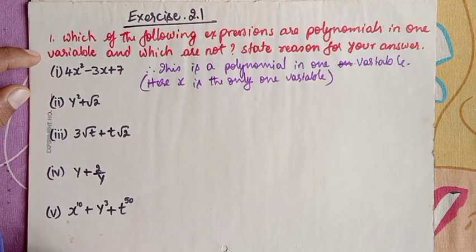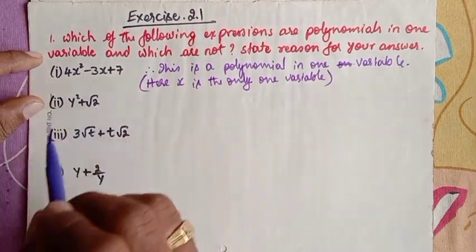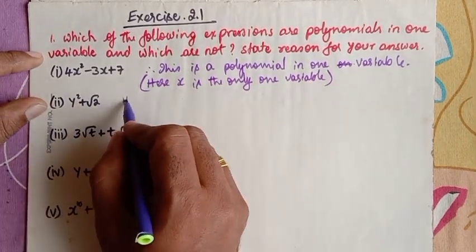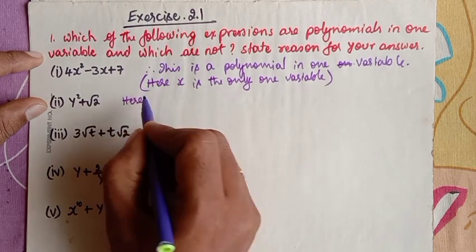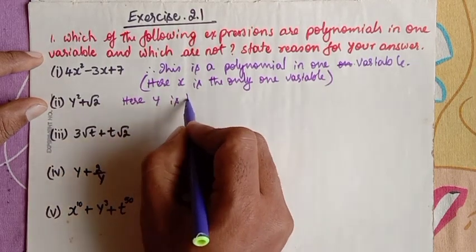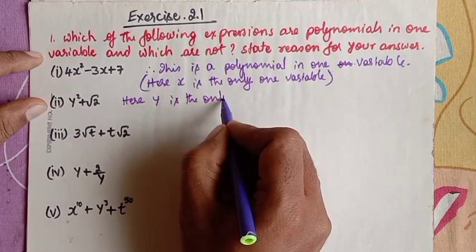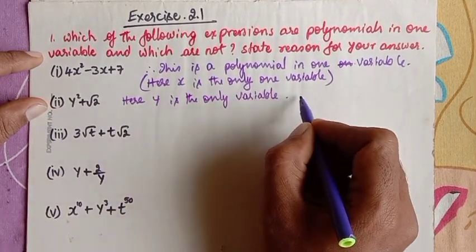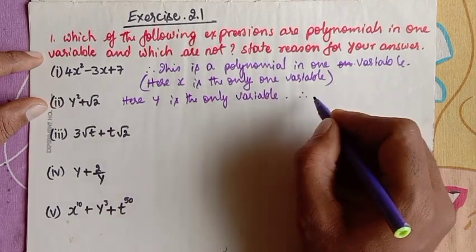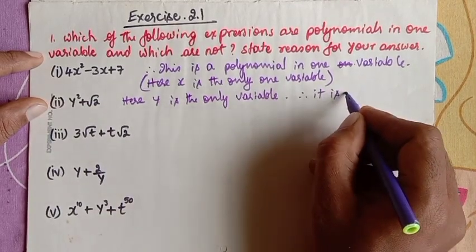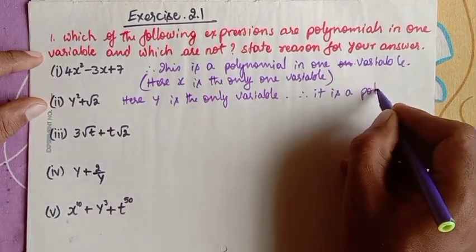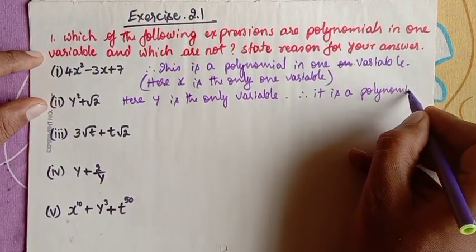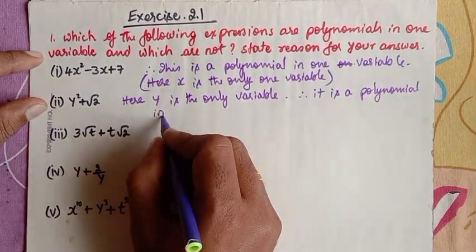In the second example, y square plus root 2. Here y is the variable. Y is the only variable. Therefore, it is a polynomial in one variable.